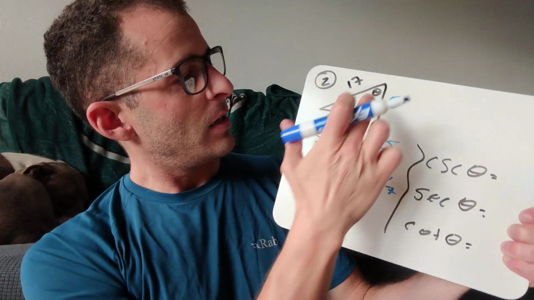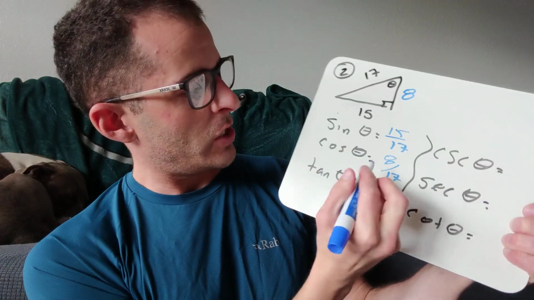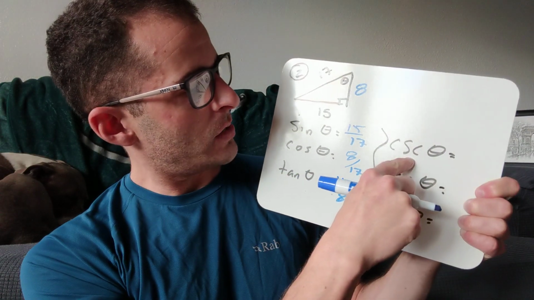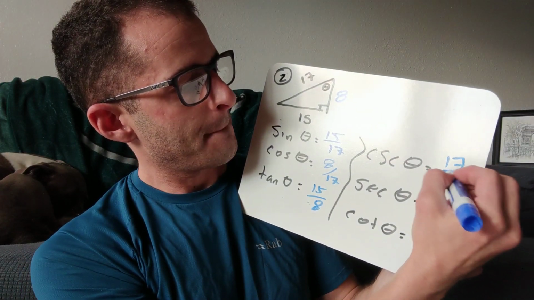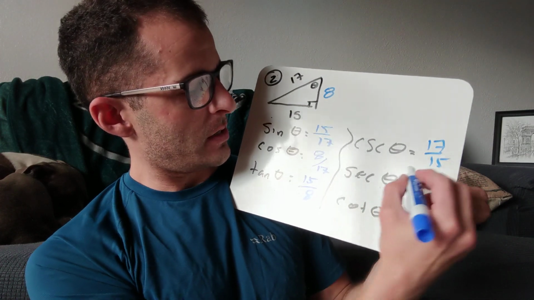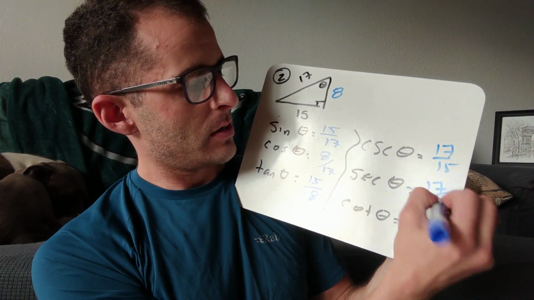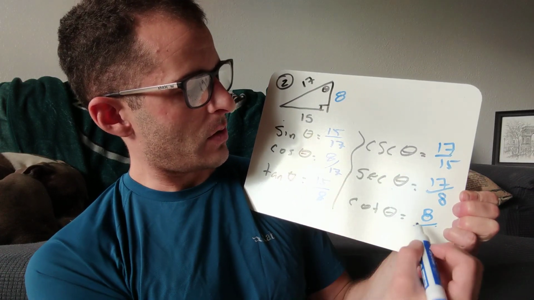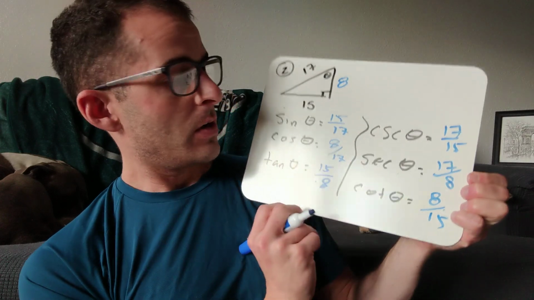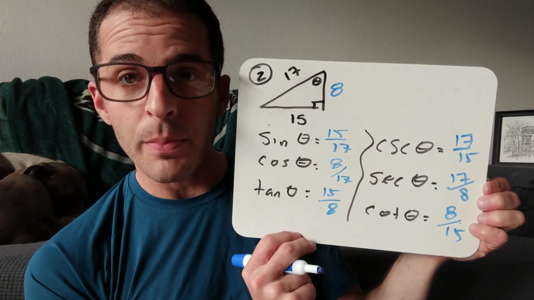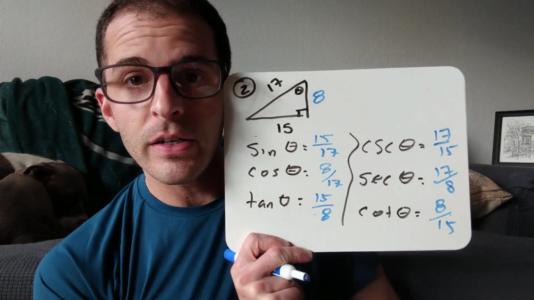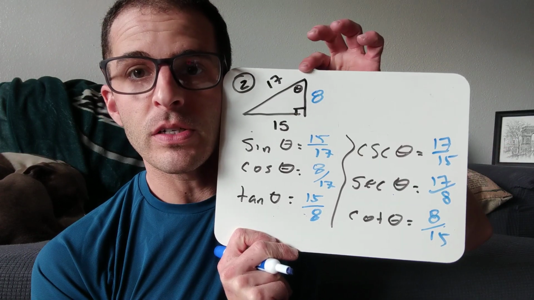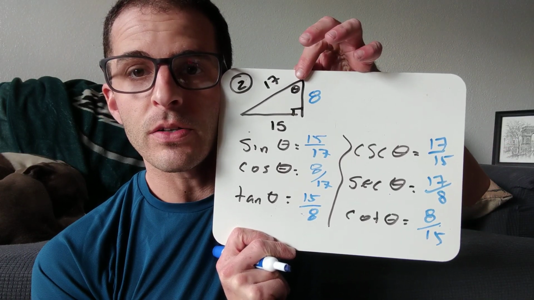Finally, tan, opposite over adjacent, 15 over 8. And since we're organized, cosecant is the reciprocal, so 17 over 15. Secant is the reciprocal of cosine, 17 over 8. And cotan is the reciprocal of tan, so 8 over 15. No fraction needs to be simplified. Improper fractions are perfectly fine. And here we go, the 6 trig functions of an 8, 15, 17 right triangle where we're standing right here. There's where our theta is.